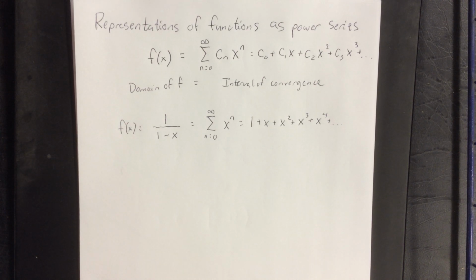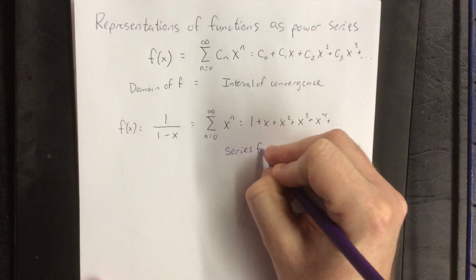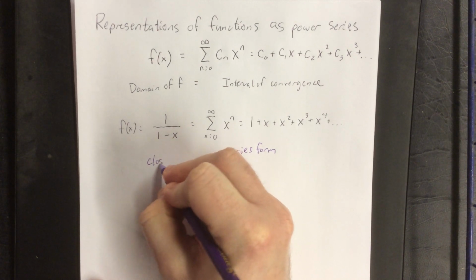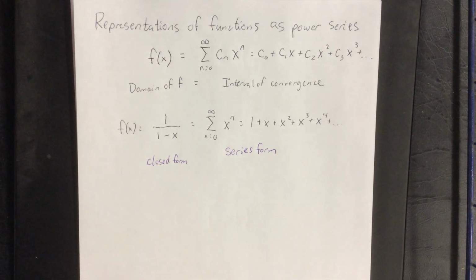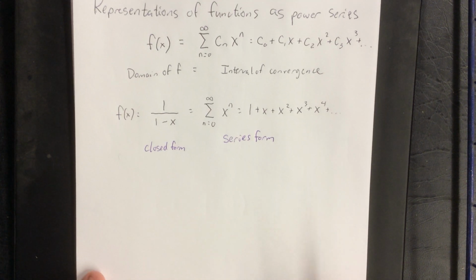Now, the difference between these two forms is that this form on the right is referred to as the series form of the function, whereas this form is referred to as the closed form. Closed form is a form in which we would just plug something in and evaluate, and the series form actually expands it as a power series. Now, with this in mind, it's also possible to make small alterations to this so that we can represent other things as power series as well.